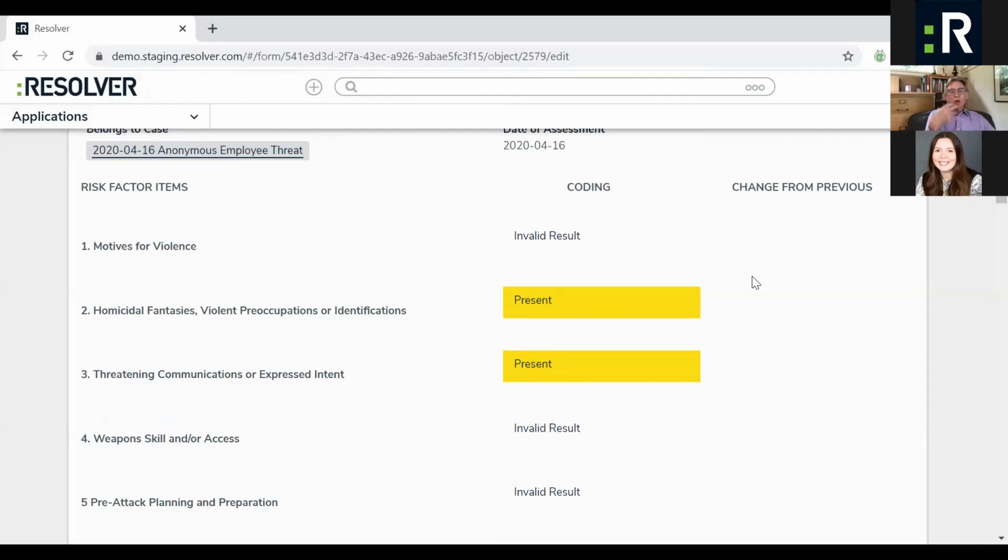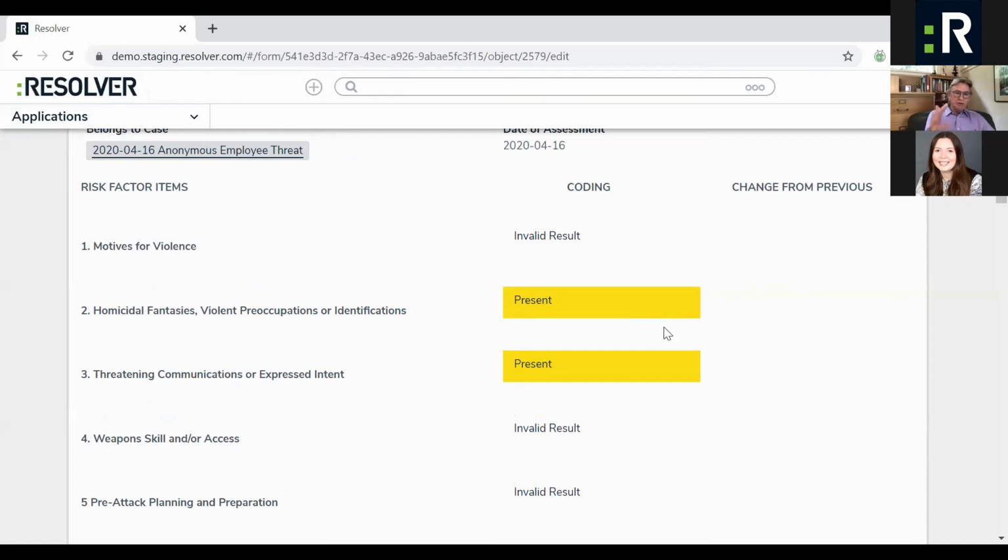I don't know if this individual actually has a motive for violence. Threats can mean lots of things. And a motive is something we figure out. Sometimes it's obvious, sometimes not. But number 2, homicidal fantasies and violent preoccupations, that is present. And I'm going to show you how we code that.